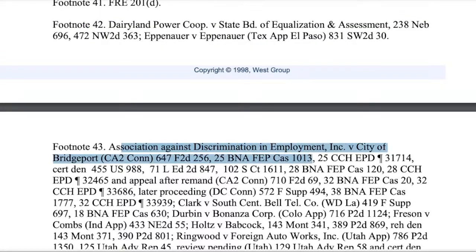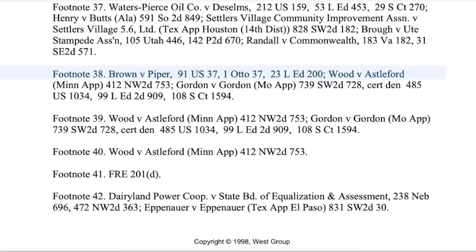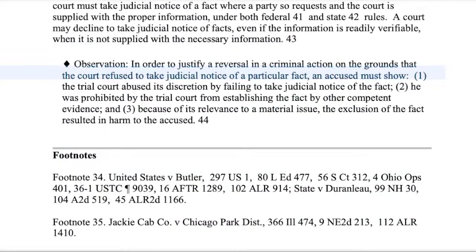Association Against Discrimination in Employment, City of Bridgeport. Oh gosh, look at this thing. That's a tangled mess there. All right, let's get back up to our observation here.